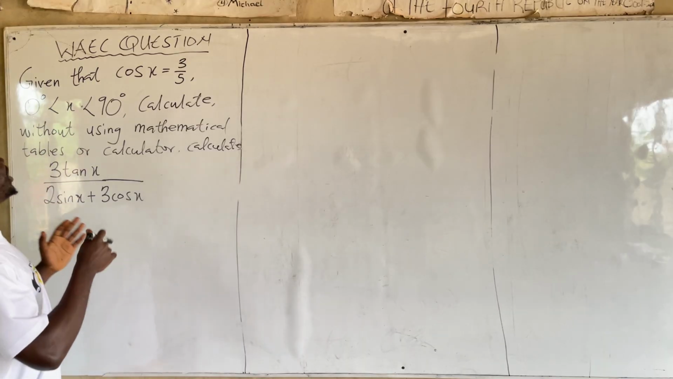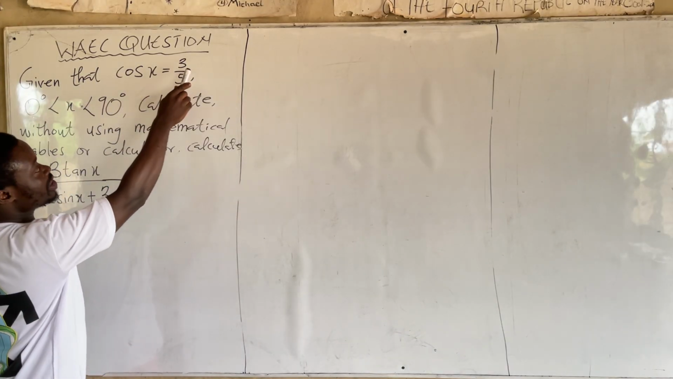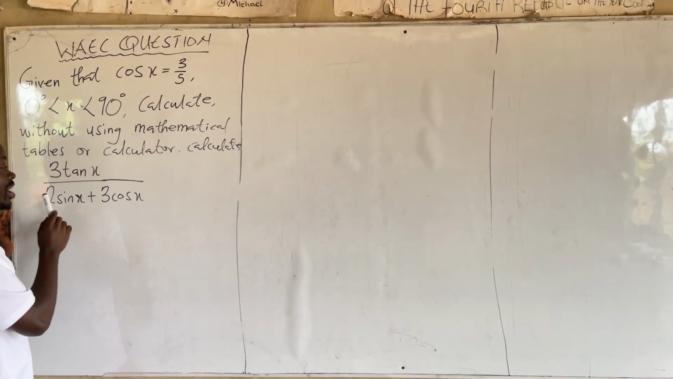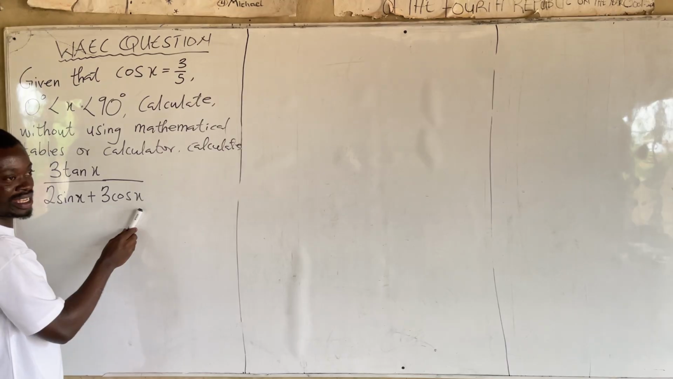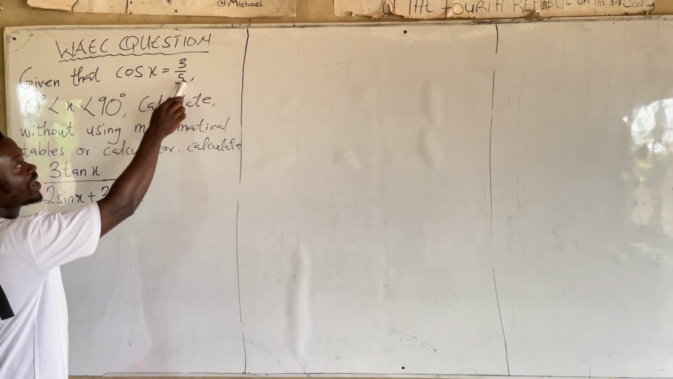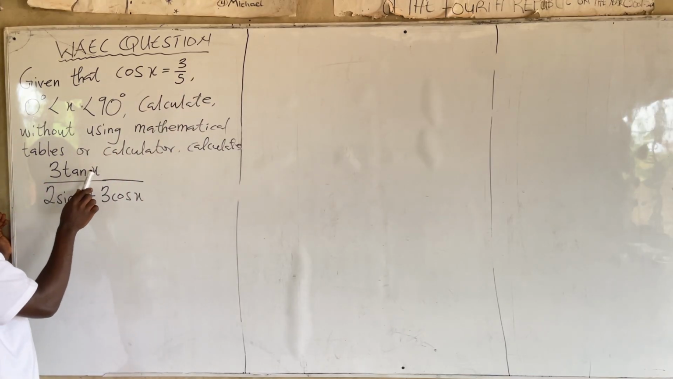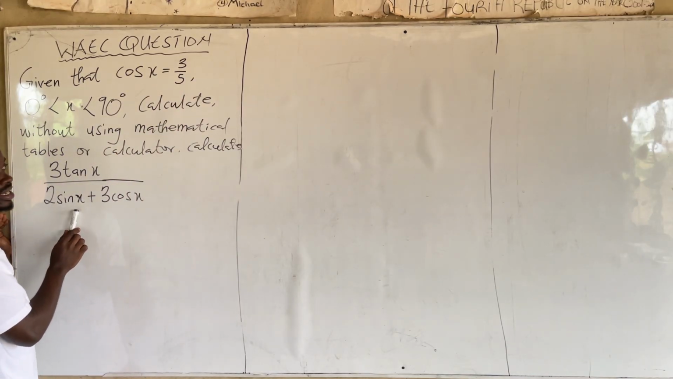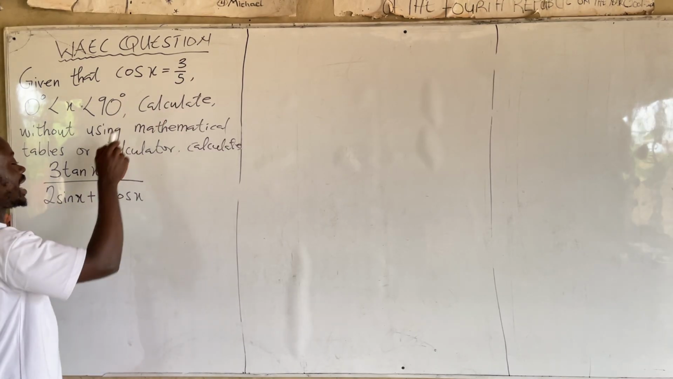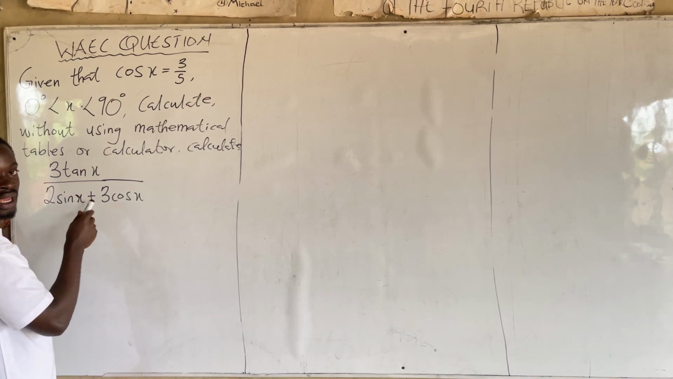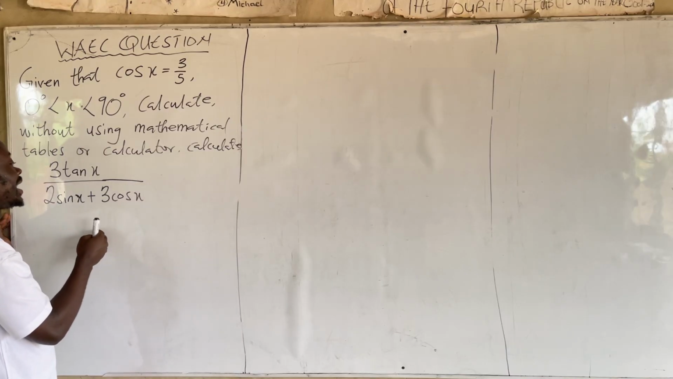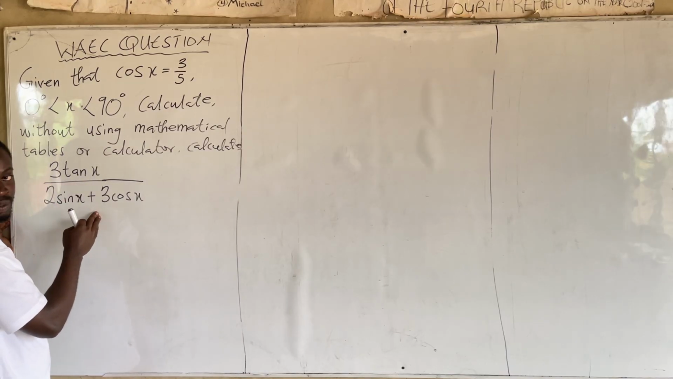Okay, so the question says, given that cos x equals 3 out of 5, we should calculate 3 tan x over 2 sin x plus 3 cos x. Okay, so it is very simple. We have the value of cos x, which is 3 out of 5, but we do not have the value of tan x and sin x. So let's make a sketch of a triangle and use these values to find tan x and sin x. When we get that, we substitute the information into this formula and use it to find 3 tan x over 2 sin x plus 3 cos x.